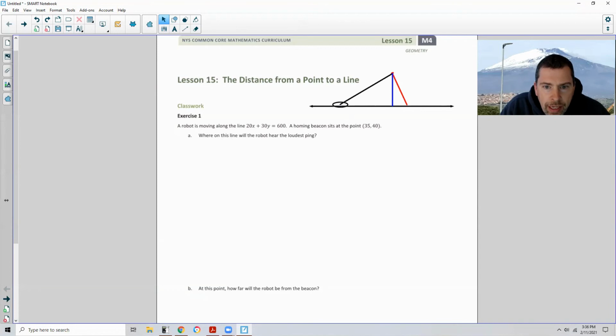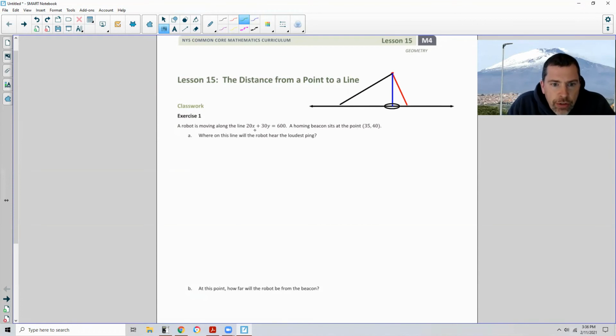So this problem is asking where on that line will the robot hear the loudest ping? In other words, what point on this line would be perpendicular to that point there? So if there was a line here, where is this point that the point of perpendicular appears? And this is actually a right triangle here. The blue, or the blue red, so that is dropping a perpendicular, which we've already done. Okay, so there's a few ways we can do this.